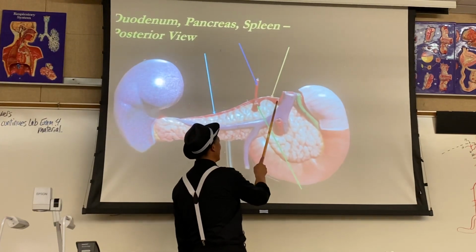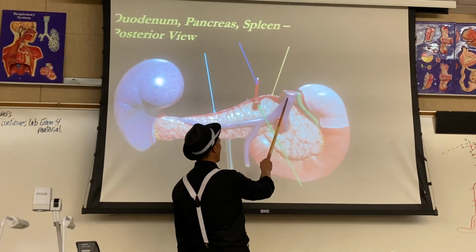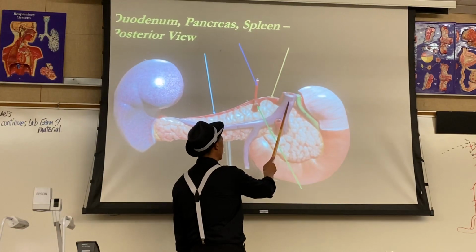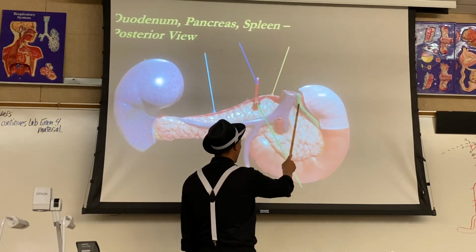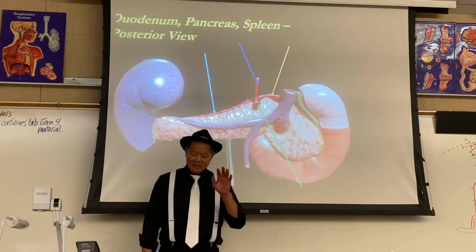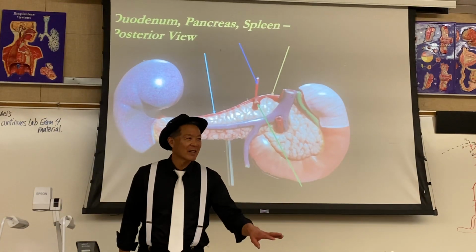This is branch of the hepatic artery. This is the common hepatic artery. This is branch of the hepatic portal vein. This is the hepatic portal vein. That says branch of a bile duct. This is the common bile duct. This is the hepatic triad, where all those come together and they're all color-coded for you.